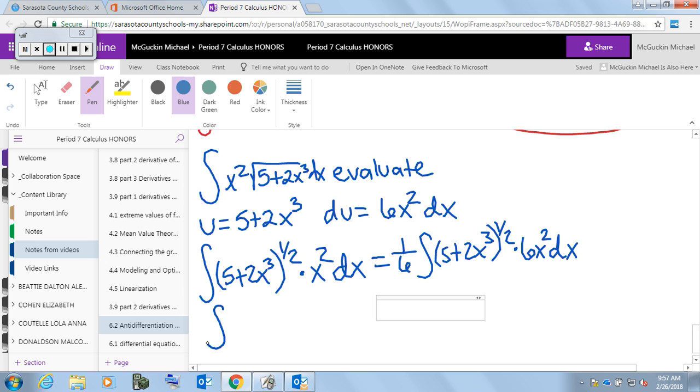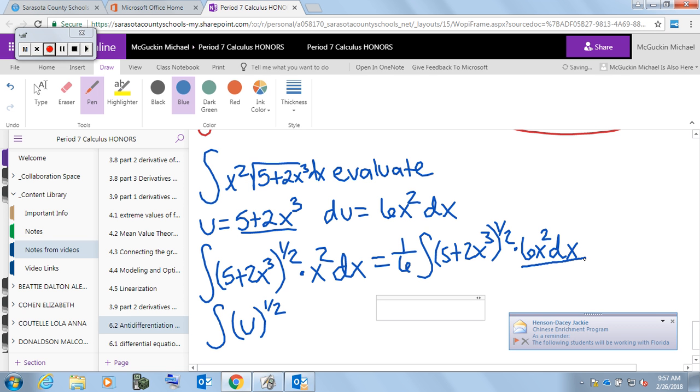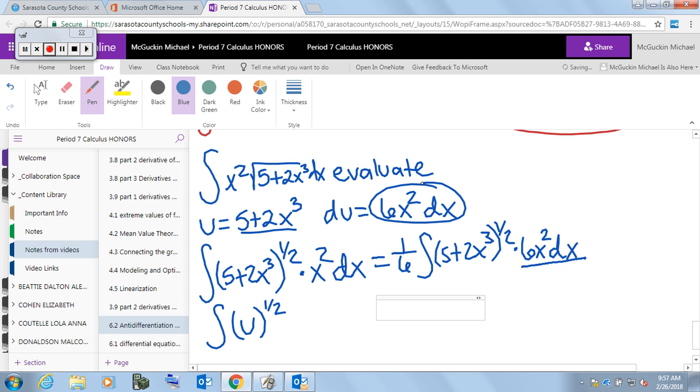So coming down here, u, we said, was 5 plus 2x cubed. So let's replace that with u to the 1/2 power. Now, in this case, 6x squared dx, that is du. So you replace this with du, and you get the integral of u to the 1/2 power du. But don't forget, you're still multiplying it by that 1/6 on the outside to make sure that you're taking into account the 6 that really wasn't there in the first place.